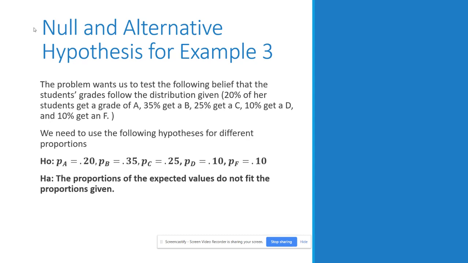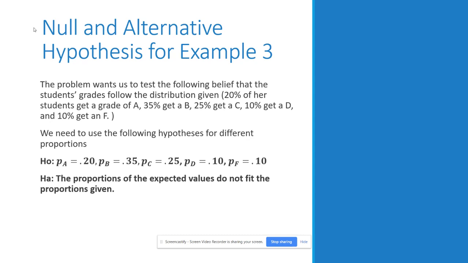All right, that's all you have to do for the null. Again, it's a P for proportion, and then the letter below it is for the letter grades A, B, C, D, and F. If I had days of the week, I could do the proportion of M equals the proportion of T. You can make those little subscripts whatever you want, so that you can explain to yourself and the reader what they stand for.